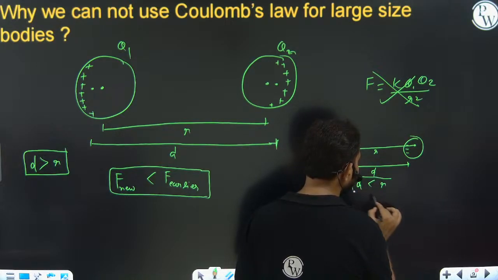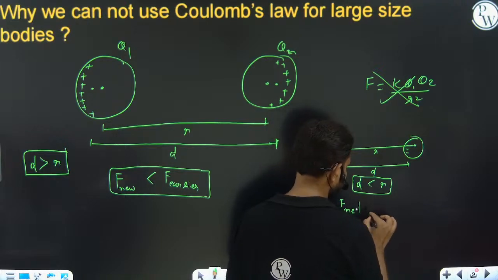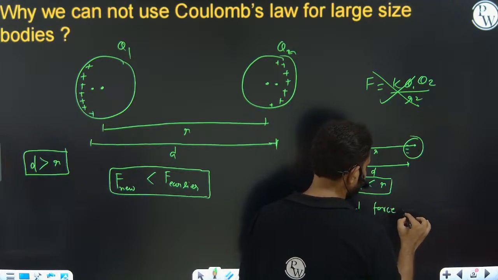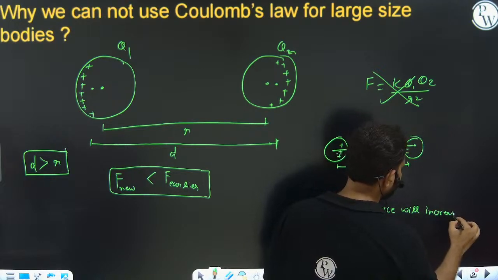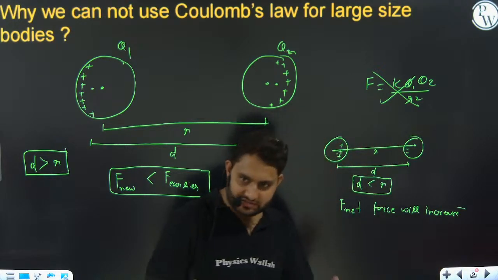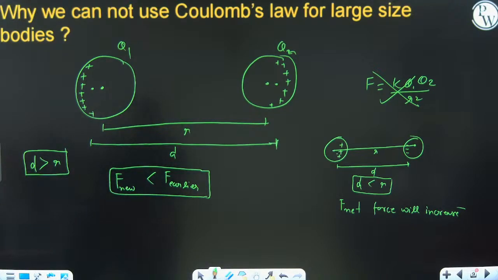If d is smaller than r, then we can say the net force will increase. Correct or not? Because the distance has reduced, no? If the distance has reduced, then the force will increase. Yes or no? Got it? Is there any confusion in it? No confusion? Very good.